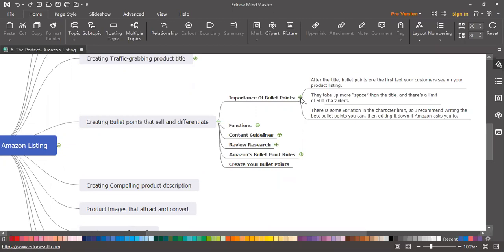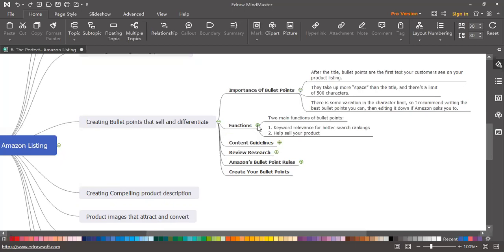This takes up more space than the title, and it is limited to 500 characters. In some categories, the character limits vary. In some categories it will be around 200 characters, in some around 250 characters. So I recommend writing the best bullet point you can. Then you will be ready to edit it down if Amazon asks you to do it.